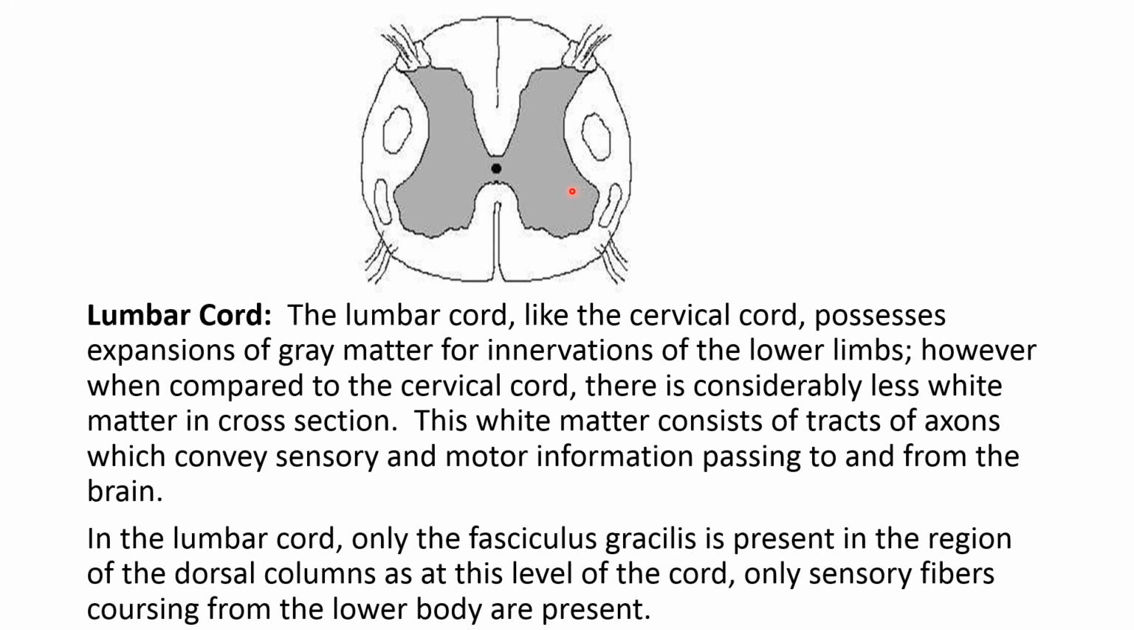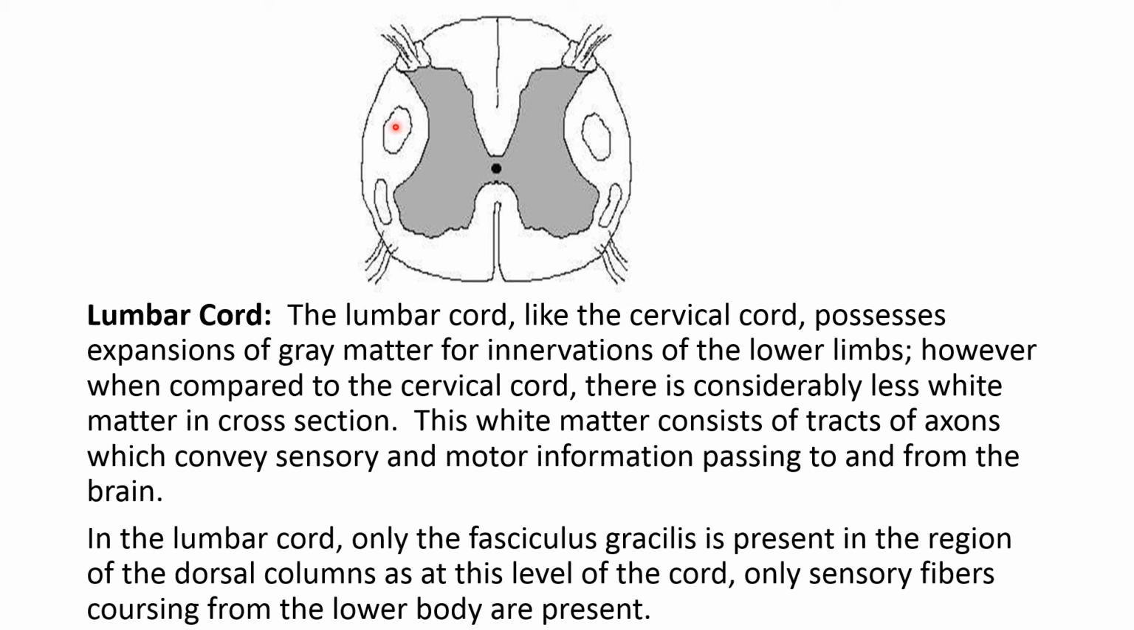As we go to the lumbar cord, we see the gray matter expands because we're now getting more sensory information from the feet, and we're controlling the feet and the legs by motor neurons that are in this location. We have no cuneate fasciculus, but we have some gracilis fasciculus, but we're now starting to diminish that because that's now controlling the legs, getting input just from the legs.